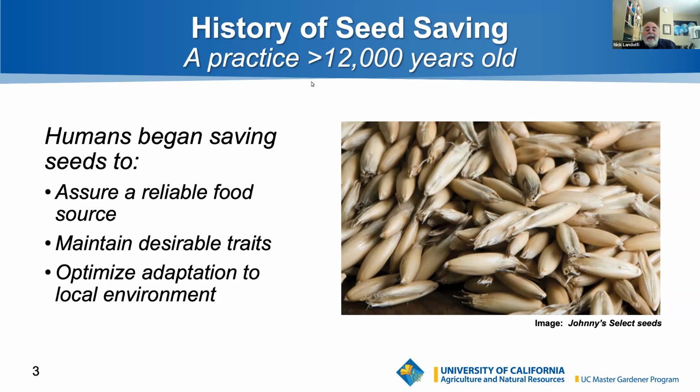And finally, they were unknowingly optimizing their plants to local conditions. The plants that grew the best in that environment produced the most seeds and thus were selected for the next planting, optimizing the saved strains to the local environment.